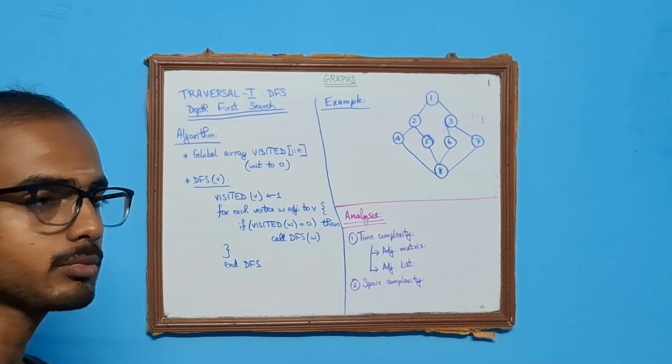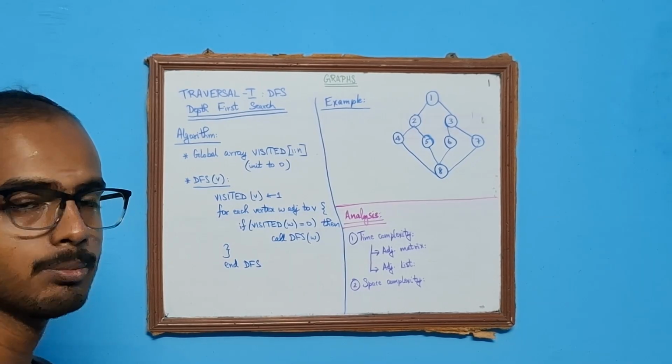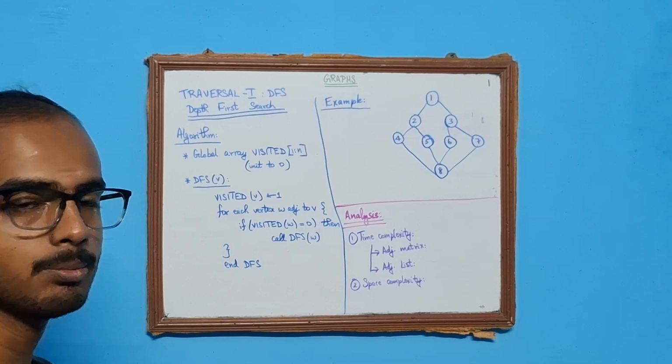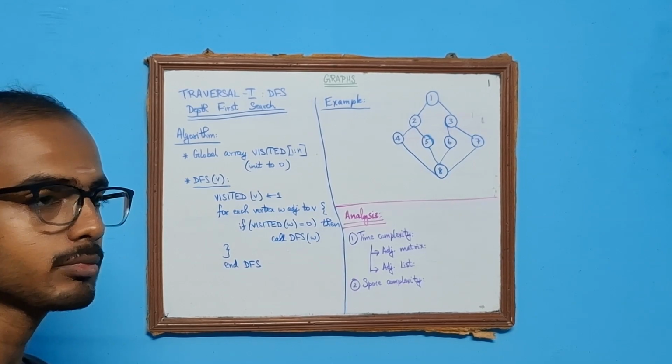So understand that adjacency list is order of E because for every vertex, you're just going to traverse its neighbors, and you're going to make the visited array as 1. For every vertex, you're just going to visit the number of edges. So it's going to be order of E. But E in turn is in order of n squared, so you can always write it as n squared.